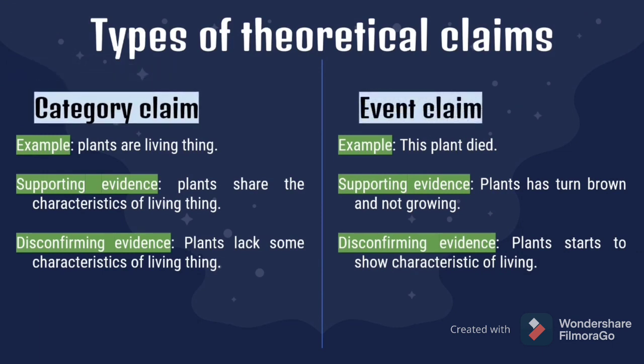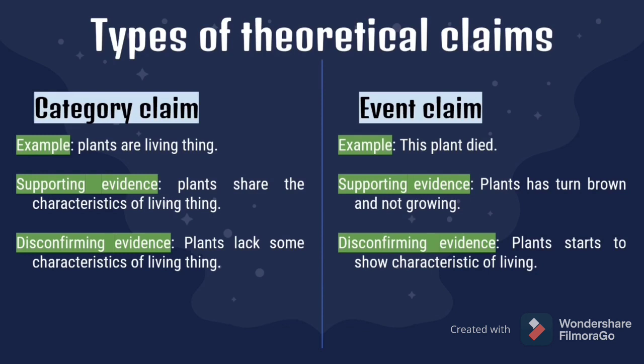There are four types of theoretical claims. The first two are category claim and event claim. A category claim takes place when we categorize something into its suitable category. For example, plants are living things, and we need evidence to support this claim.